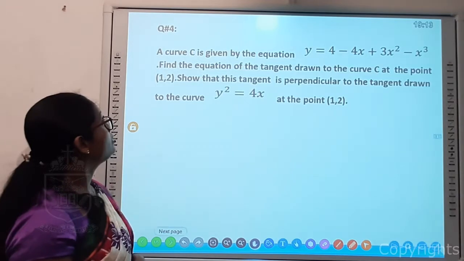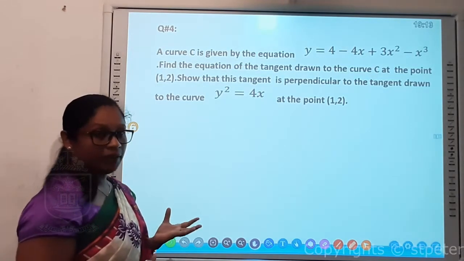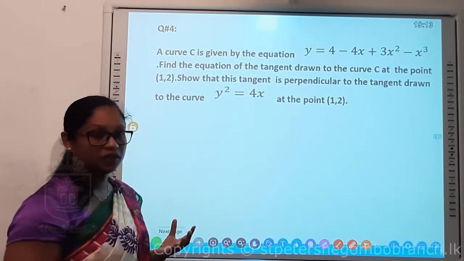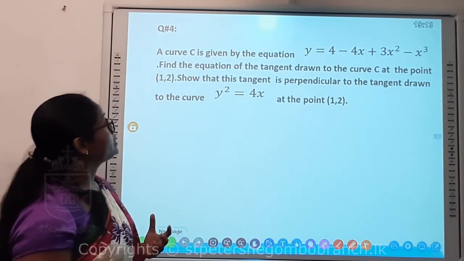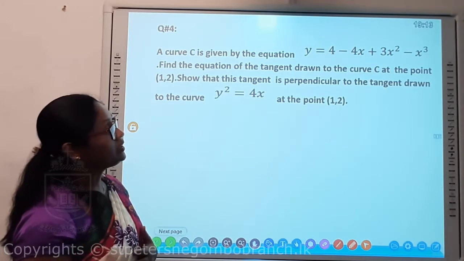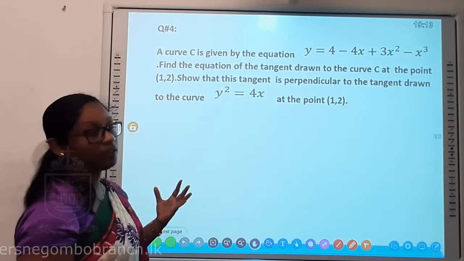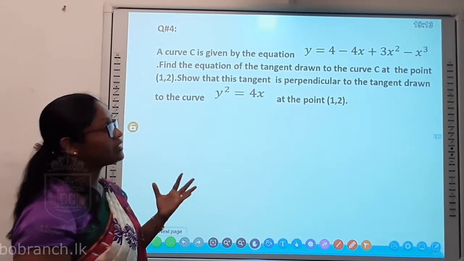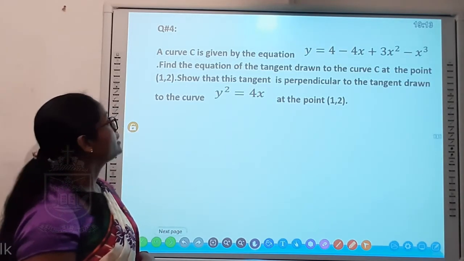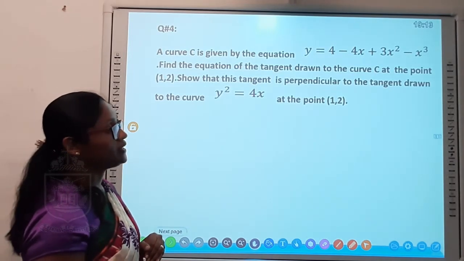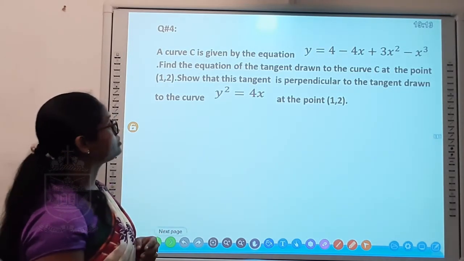Question number 4, same pattern, same method, right? Same thing we have to do as we did in the previous 2 questions. Curve C is given by the equation. Now there is no parametric equation, directly the equation is given in the normal format, the relation between y and x. Find the equation of the tangent drawn to the curve C at the point 1, 2, right?